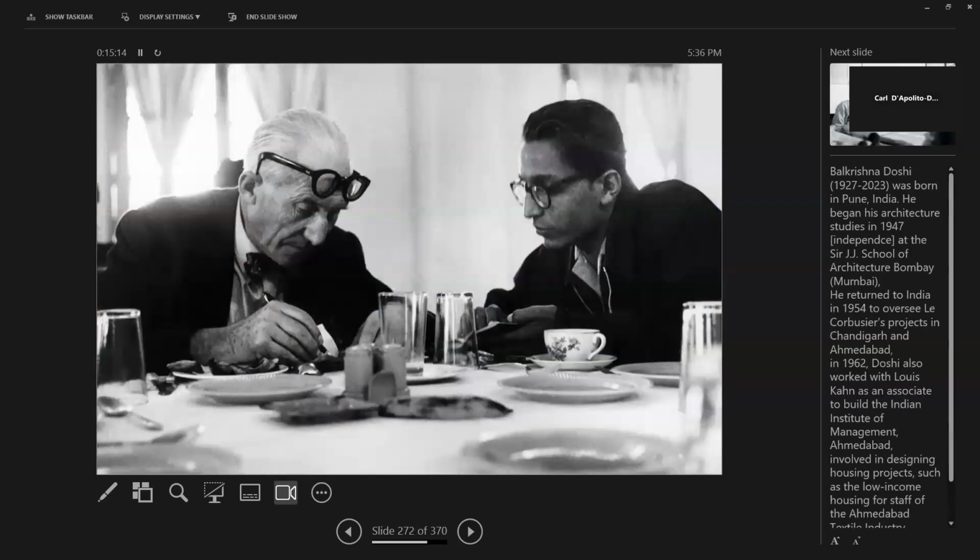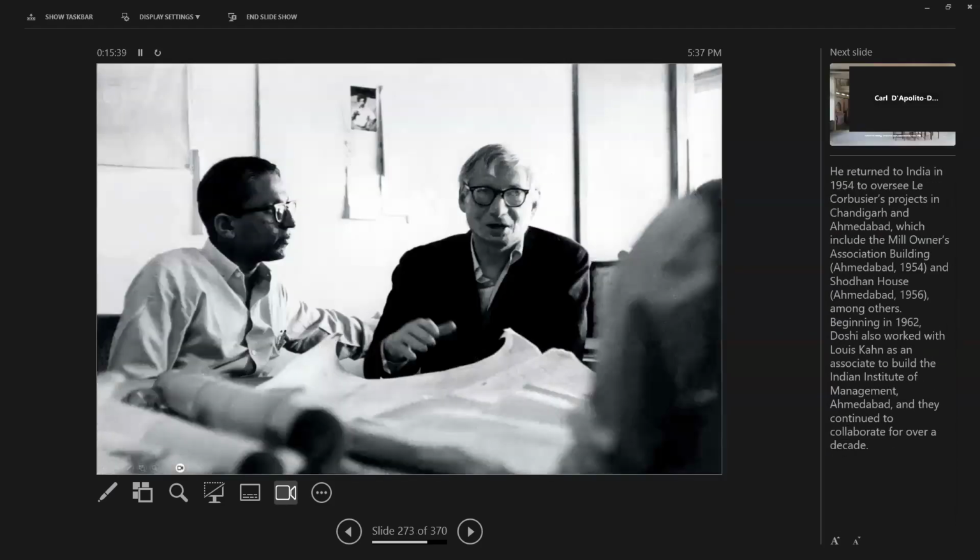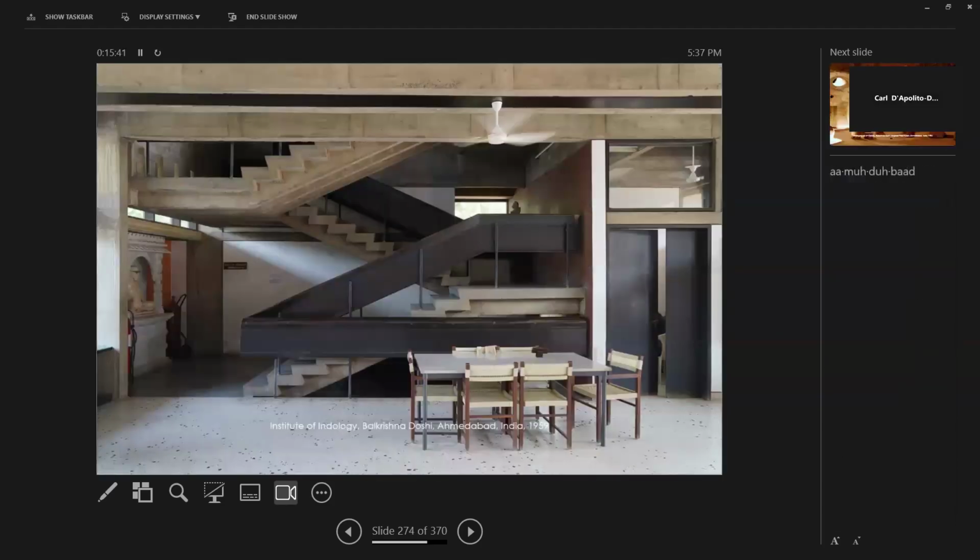Okay. And then Balkrishna Doshi, also an Indian architect, also worked with Le Corbusier, also worked with Louis Kahn. So he's quite a pedigree. I think he also won the Pritzker Prize very recently. There he is with Kahn. But he has a very beautiful, I like this, by the way. This is his first project that he did independently, in 1959.